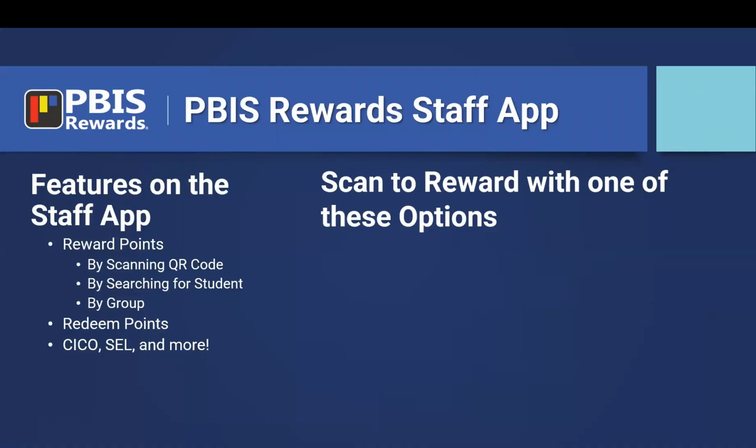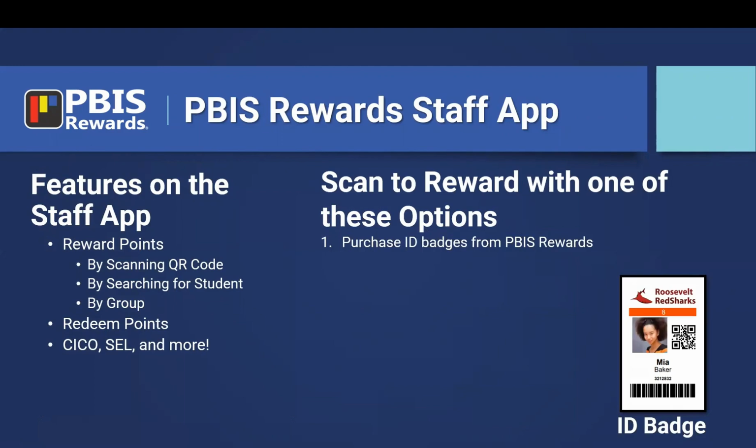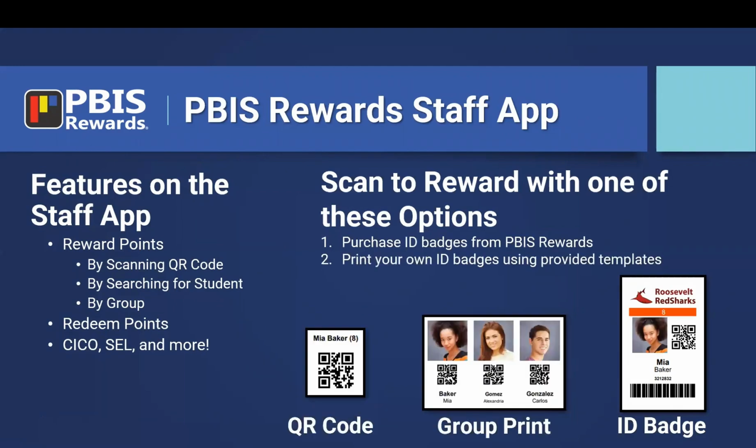Schools have a few options when it comes to scanning. Schools can purchase ID badges from PBIS Rewards, print their own QR codes using the provided templates, use existing ID badges that have been tested and confirmed successful, or reward without ID badges because they are not required. Every feature that allows for scanning also supports searching for a student instead.